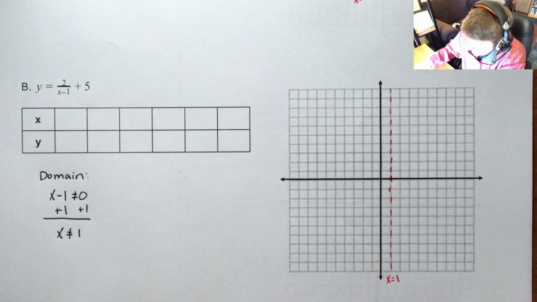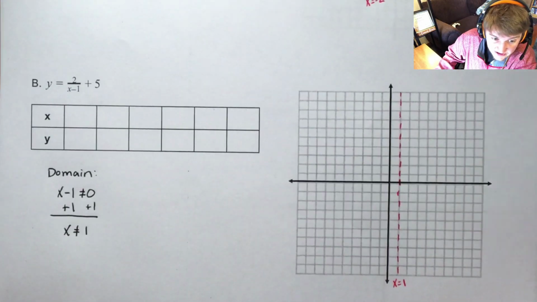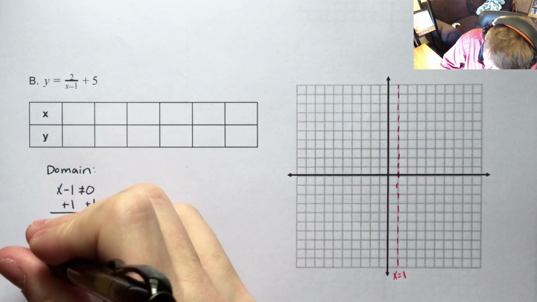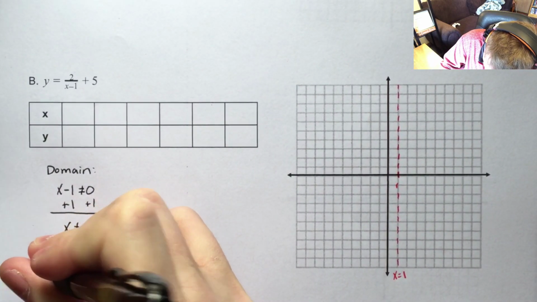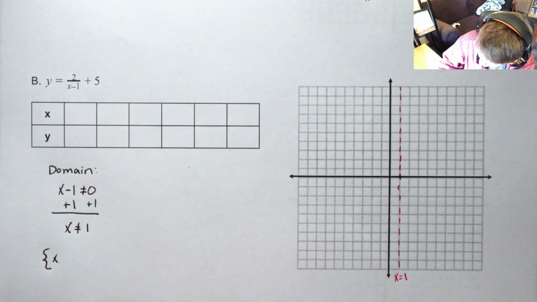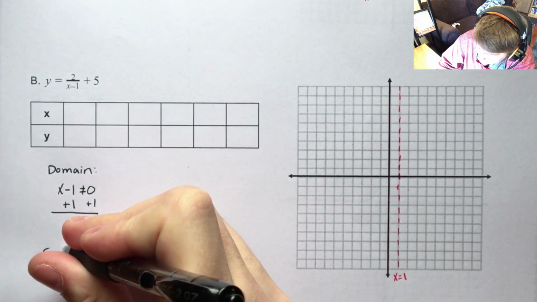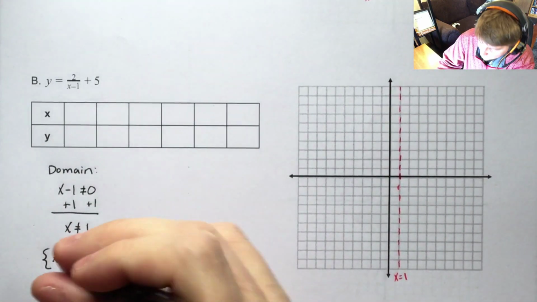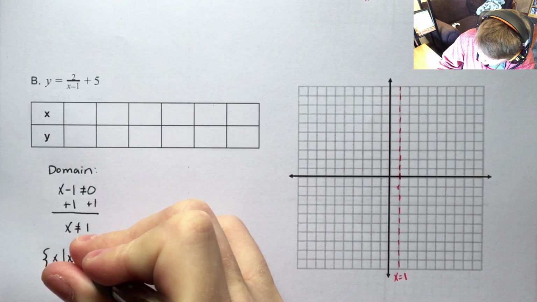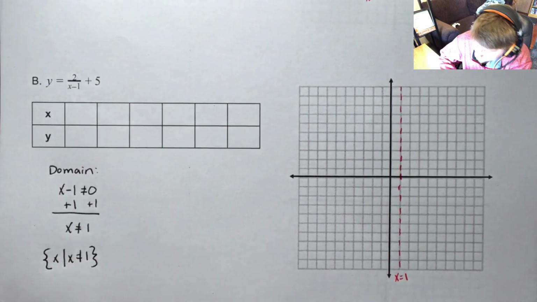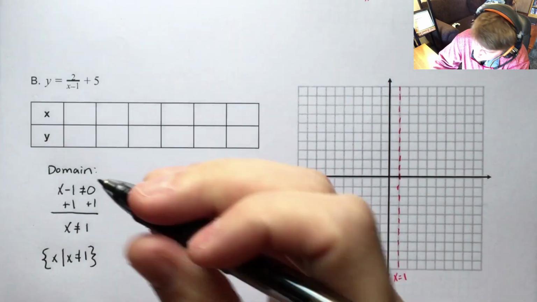All right, and so then finally that means my domain is officially, if we're going to put it in set notation, X. The domain is the set of x values, so I can use all my x values such that, or so long as, x is not equal to 1. Okay, let's do the range.